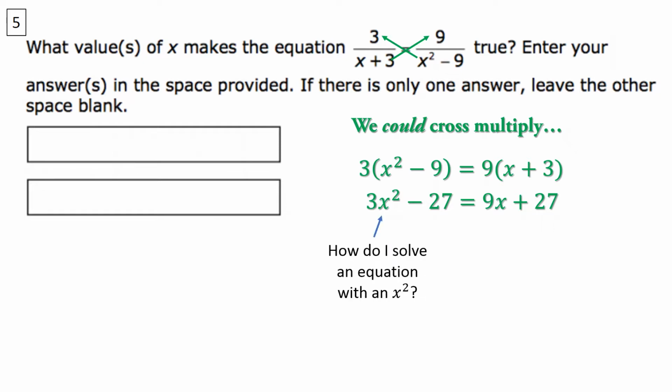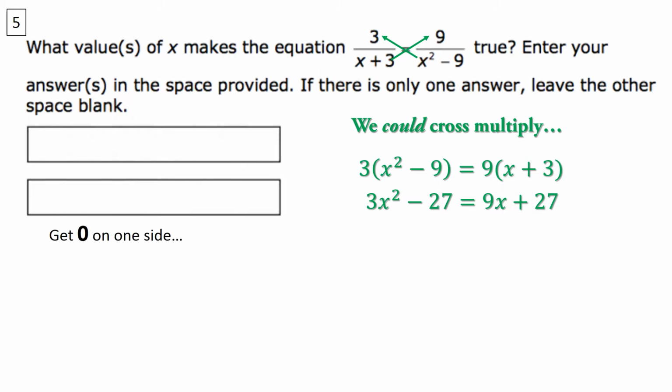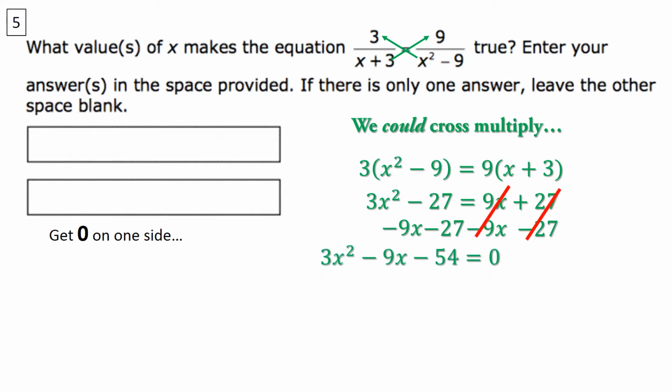Well, we've got this x squared in the problem. How do you solve an equation with an x squared? Well, we need to get 0 on one side, which means we want to get rid of probably everything on this side over here. Subtract the 9x from both sides and subtract the 27 from both sides. Clears that right side out to be 0. Gives us 3x squared minus 9x minus 54 equals 0.